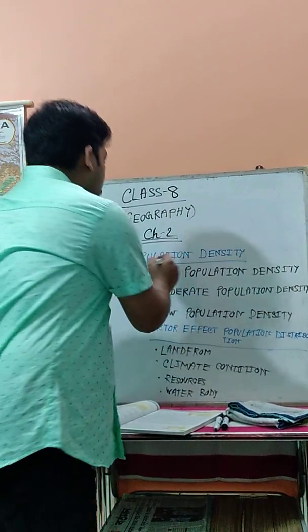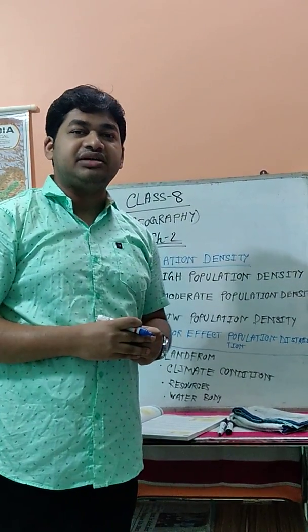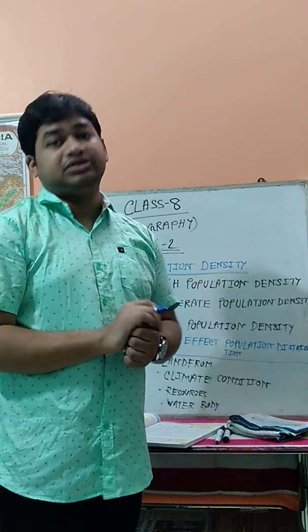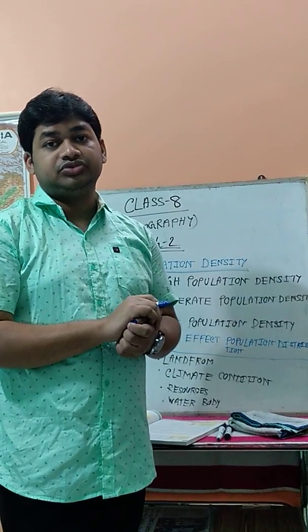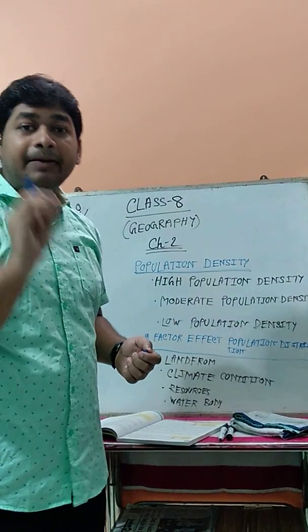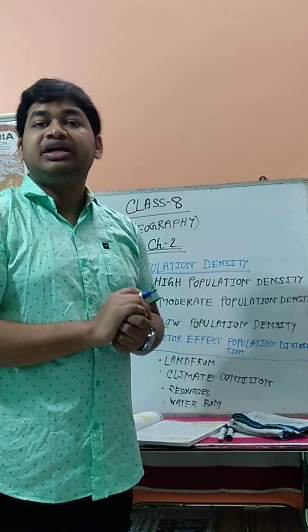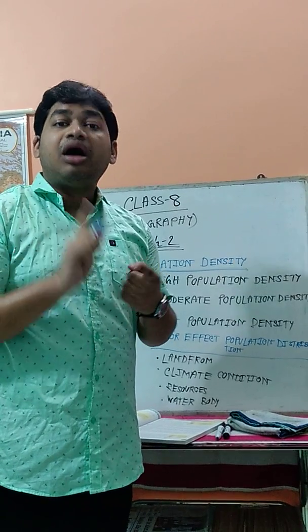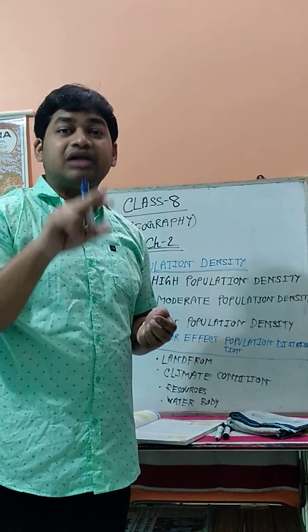Now first of all, what is the population density? What is the definition of population density? It is how many people live per square kilometer. Did you understand? How many people live per square kilometer is known as population density.